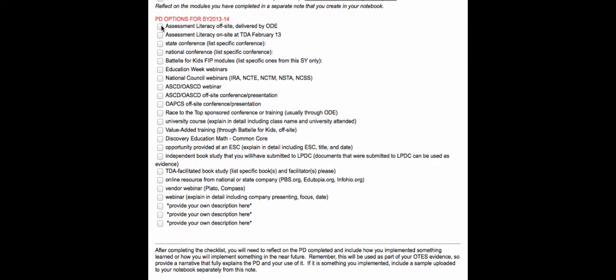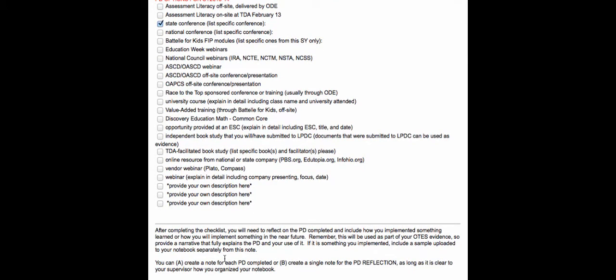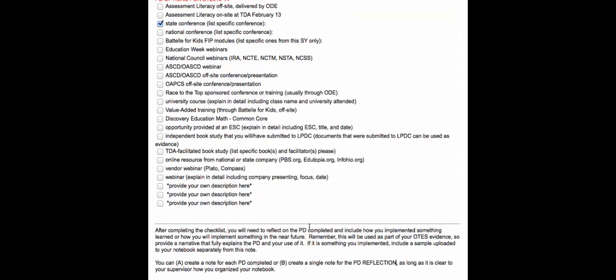So think back to the beginning of the year, and you would be able to check off different professional development opportunities that you've completed. And then the evidence part of it is where you're either going to create a note for each professional development opportunity you have completed, or to create a single note as your PD reflection and then just put information about that on the note. That would be something you could talk to your supervisor about.